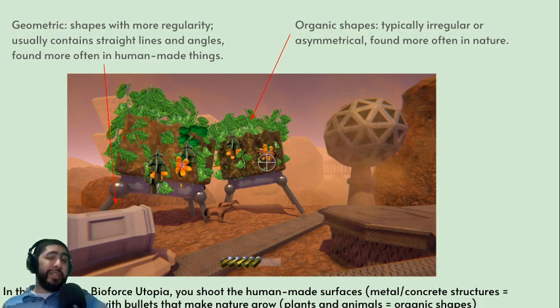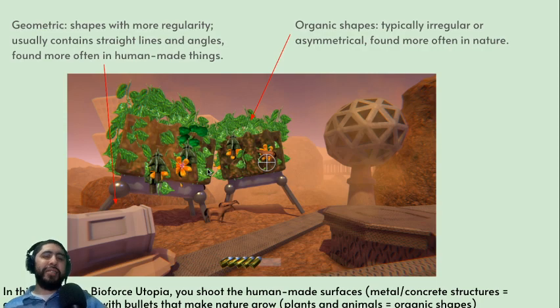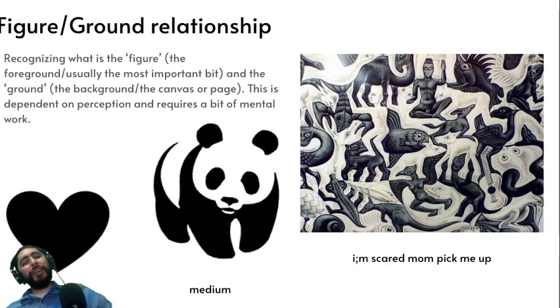Now they can have symmetry. Like this is a good example. It is symmetrical if you put a line through it like this. But generally they don't always have to be, and they're usually not. I'm not sure if that's correct. Anyways, we'll move on. Figure ground relationships.